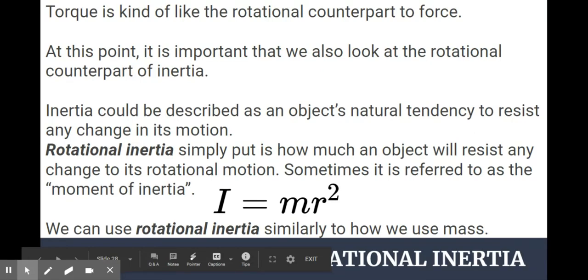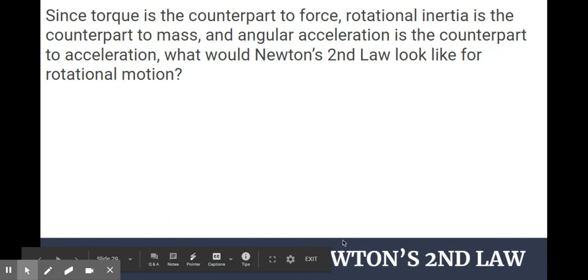Your rotational inertia equals the mass multiplied by the distance from the axis of rotation, the distance from that pivot point, okay? You can use rotational inertia the same way that you would use mass for an object that is rotating, all right? So here's what I'd like you to do. Since torque and rotational inertia are the counterparts of force and mass, respectively, and since angular acceleration is the counterpart of acceleration, I want you to take Newton's second law, and I want you to write it using rotational motion variables. So in other words, what is Newton's second law for rotational motion?